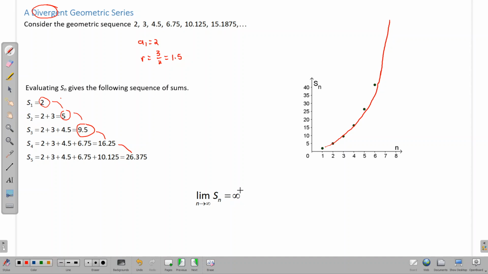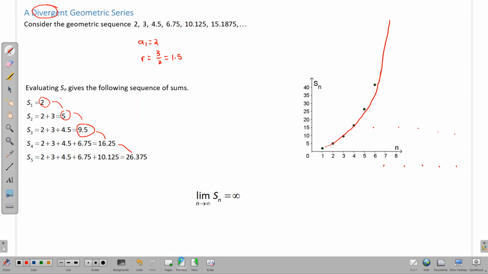There are actually other types of divergence where a series just oscillates. Instead of just going up in one direction, maybe it goes up and then it goes down and up and down and up and down. This would be another type of divergence. We're not going to see that within this section, but there are other ways things can diverge. For us, they're either going to be infinite or they're going to converge.